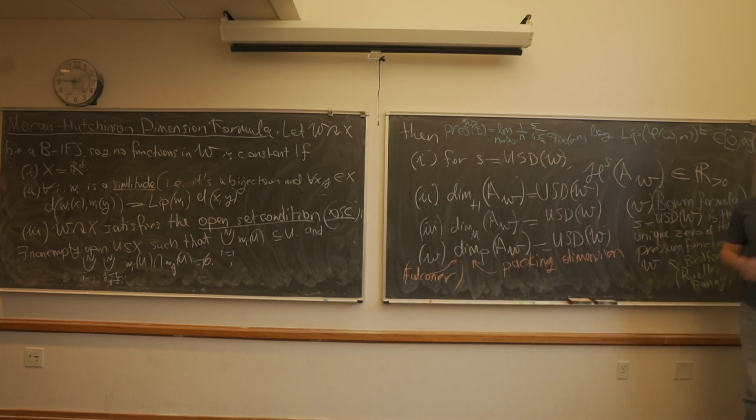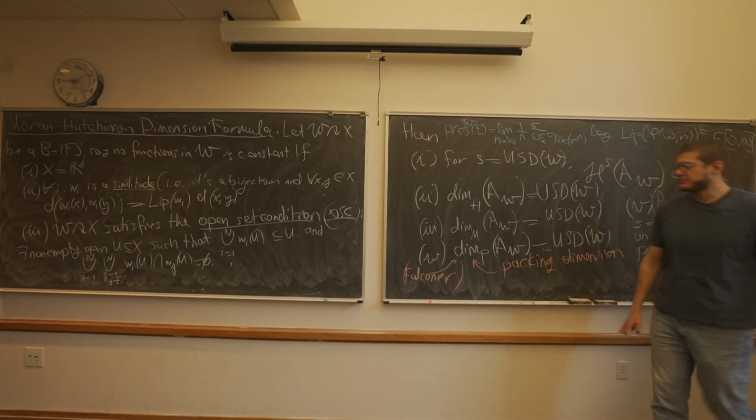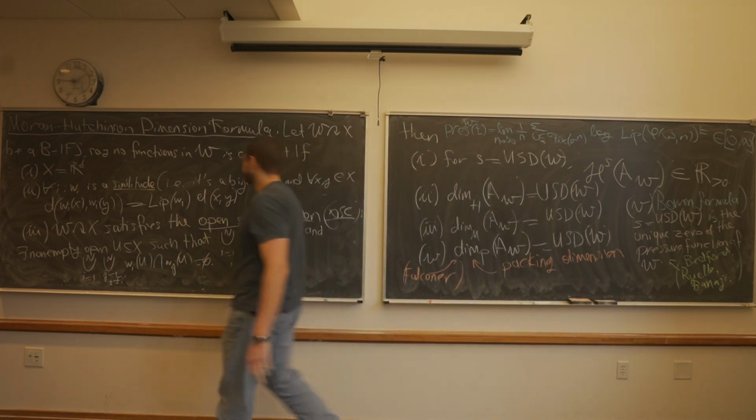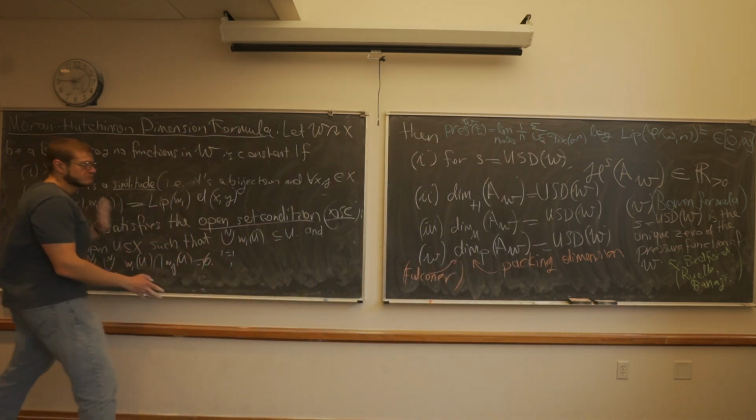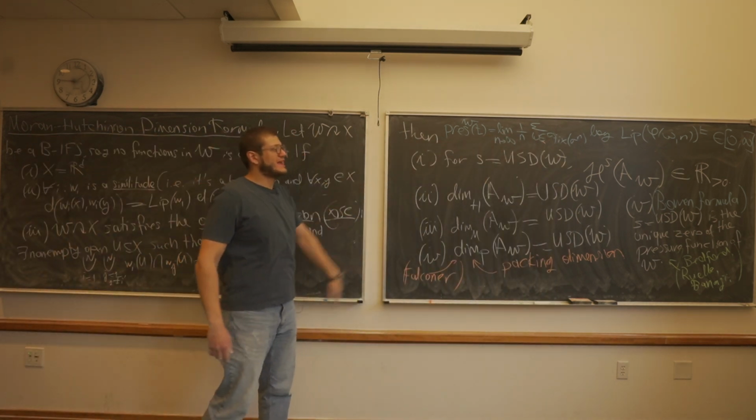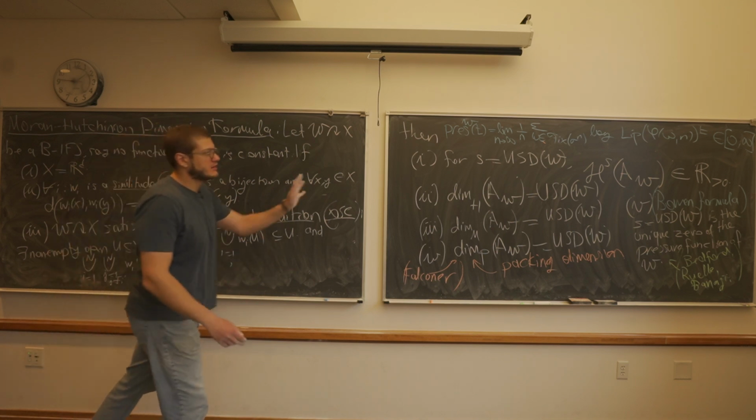That's a statement. Okay? Any questions? So to wrap up, if you have a nice iterated function system, dimensions, pretty much any sort of dimension is given by the upper similarity dimension.